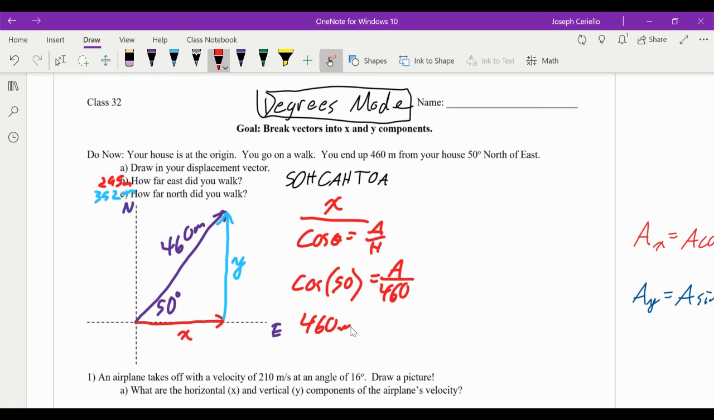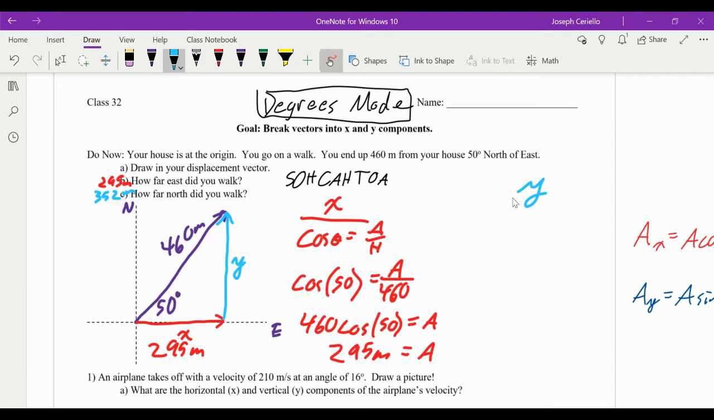So 460 meters, I'll leave the units out for now. So 460 cosine of 50 equals adjacent. So I think this comes out to be 295 meters as my adjacent side. Okay, so this right here is 295 meters. For the opposite side, we actually could use tangent now, but let's not do that, in case we got the adjacent side wrong. Let's just use what we have.